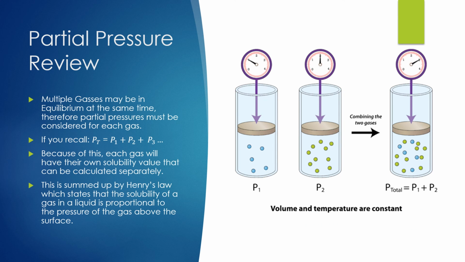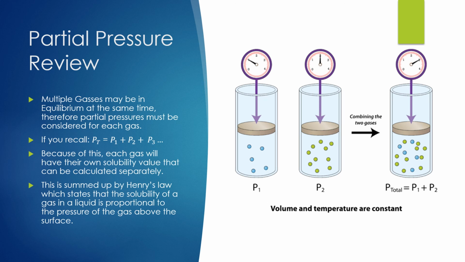It is important to note, however, that multiple gases could be in equilibrium at the same time, and this is where partial pressure comes in. Recall that the total pressure of the gases is equal to the sum of the individual partial pressures of every gas combined. Because of this, each gas contributing to the pressure over the solution will have their own separate solubility value which can be calculated.